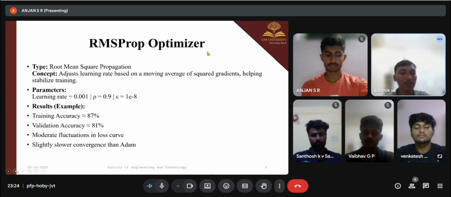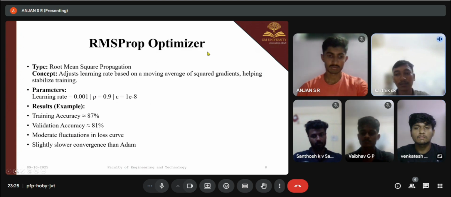sigma value, where it gives a training accuracy of 86% and a validation accuracy of 81%. It shows moderate fluctuations in the loss curve, and gives a slightly slower convergence than Adam. Compared to Adam, RMSprop gives a slower convergence curve, and its training accuracy and validation accuracy are lower than Adam's.